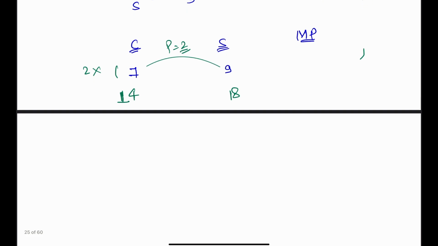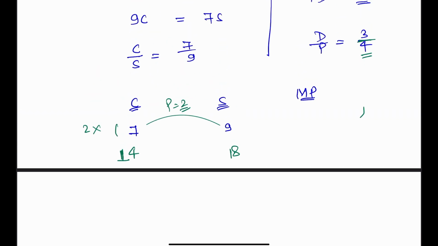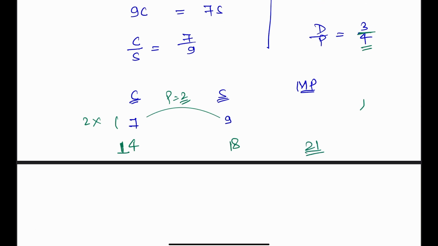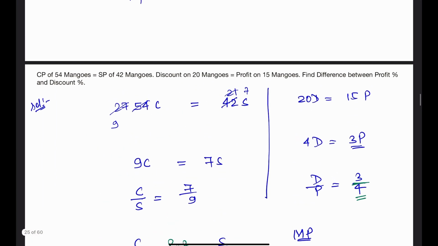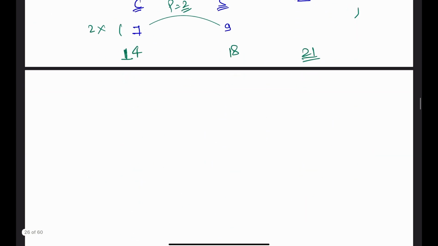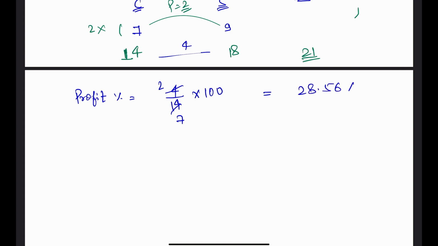So now my profit is 2. If my profit is 2, my discount is how much? 3. So at what place would I have sold? 21. My question is profit percentage. So profit percentage is 4 by 14 into 100, because here the profit is 4. So it will be 2 by 7. 1 by 7 is 14.28. So it will be 28.56%.